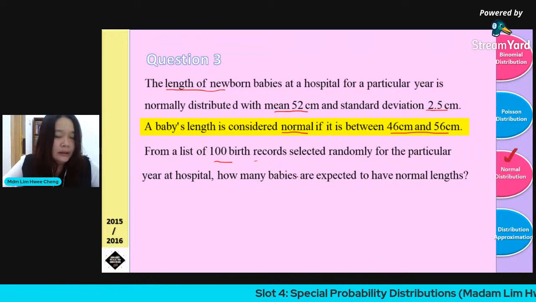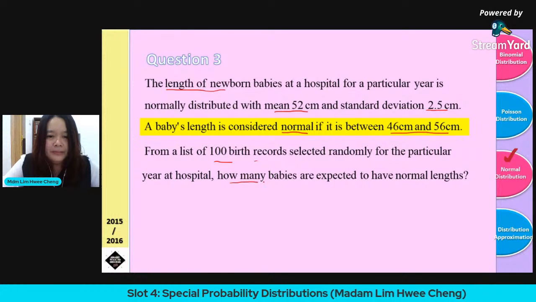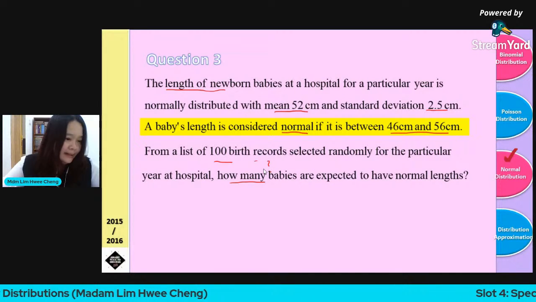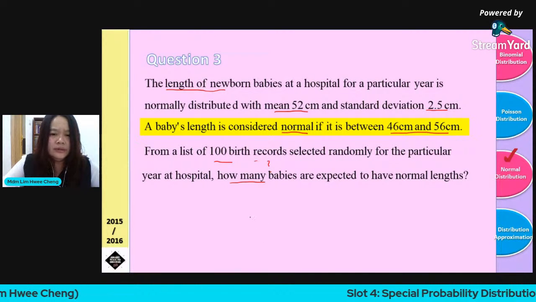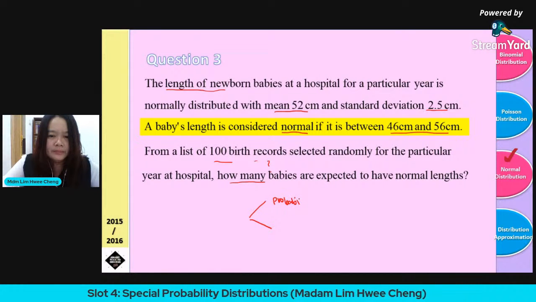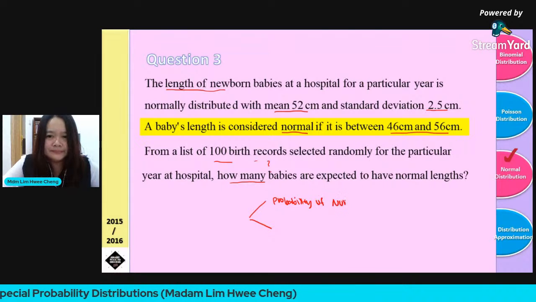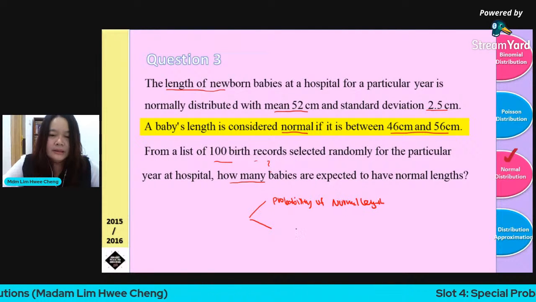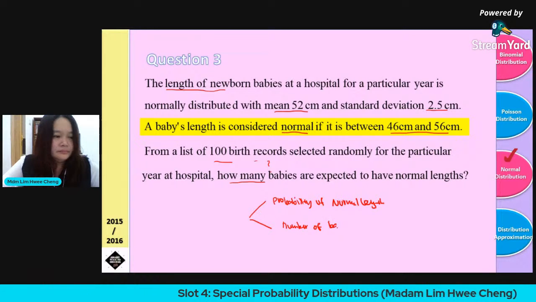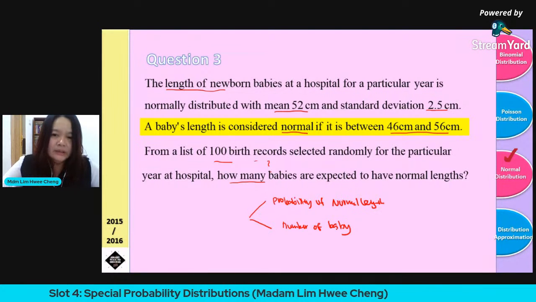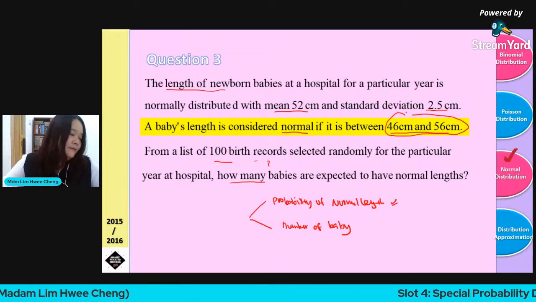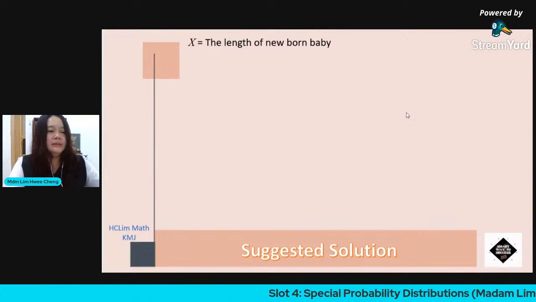Okay, how many babies? So the number of babies expected to have the normal length. So if I read the question, there are two things that we want to find. One, we find the probability of normal length. Second, then we find the number of babies. So to find this, we have to find the probability. Normal length is in between 46 and 56. So how do we do this?